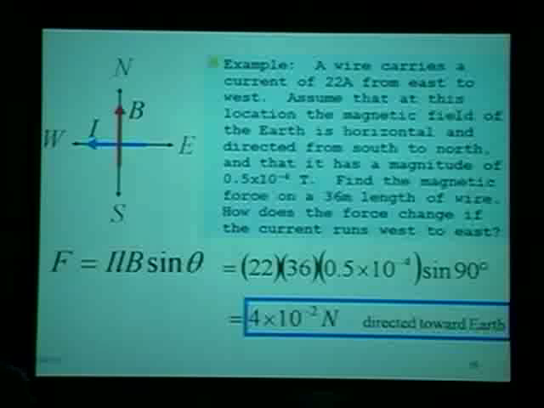Ed Leedskalnin weighed 98 pounds. And all he had was some kind of rudimentary pulley system. When people look at his pulley system, they wonder, how could he possibly move these 20-ton pieces of coral from place to place?